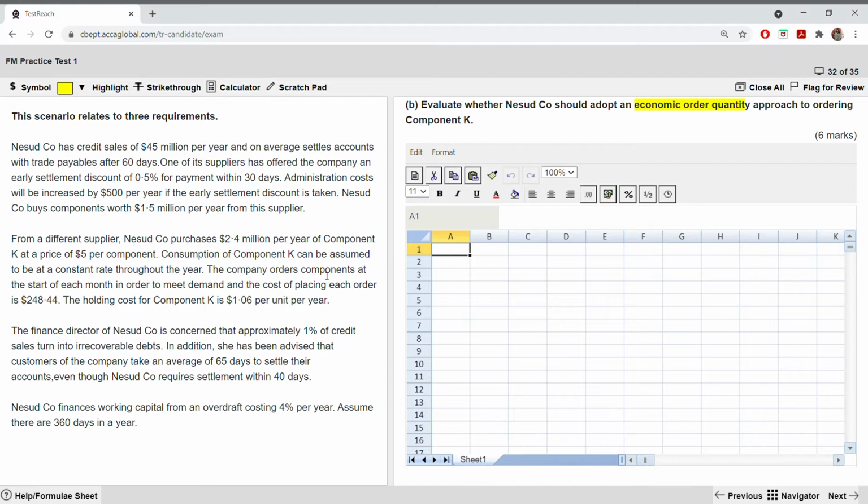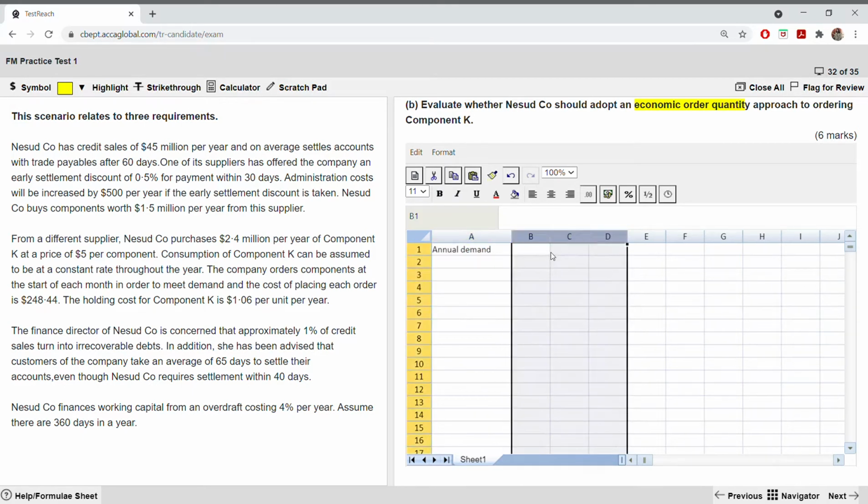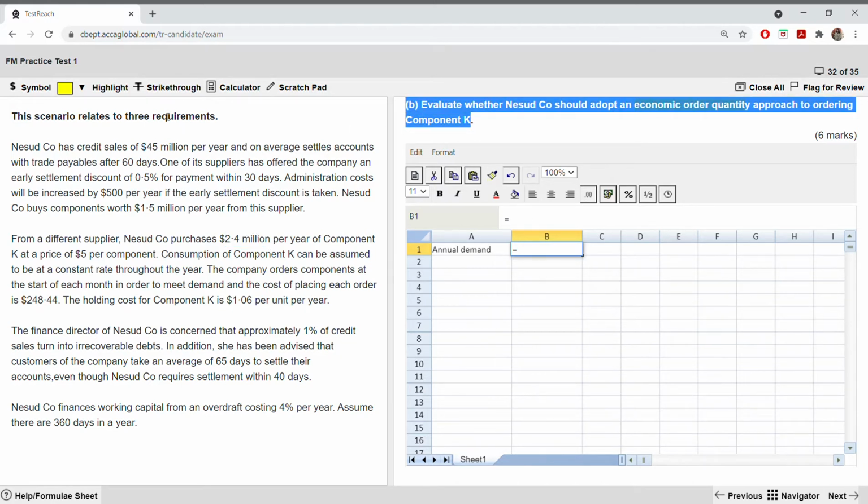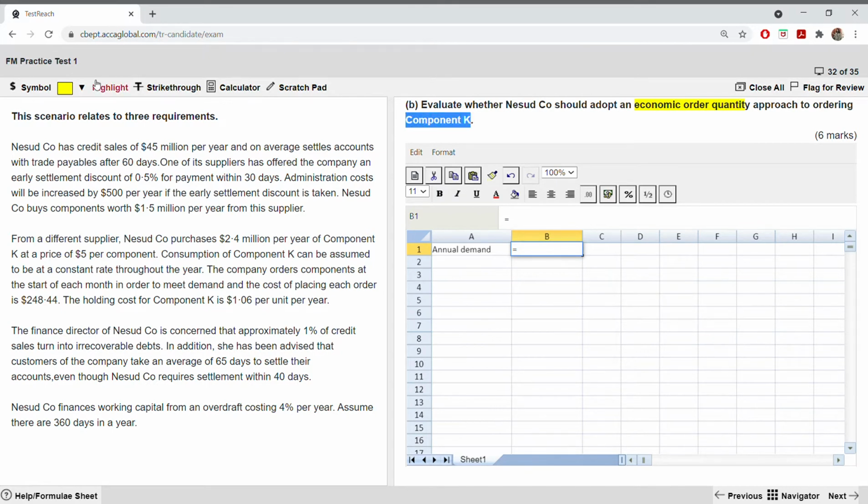Okay. So now let's start by finding the demand because that is the easiest. Annual demand. What is the annual demand? Just check. From different supply, they purchase 2.5 million per year of component K. Here they specifically asked you about component K. So this should tell you that you should use the second paragraph information.